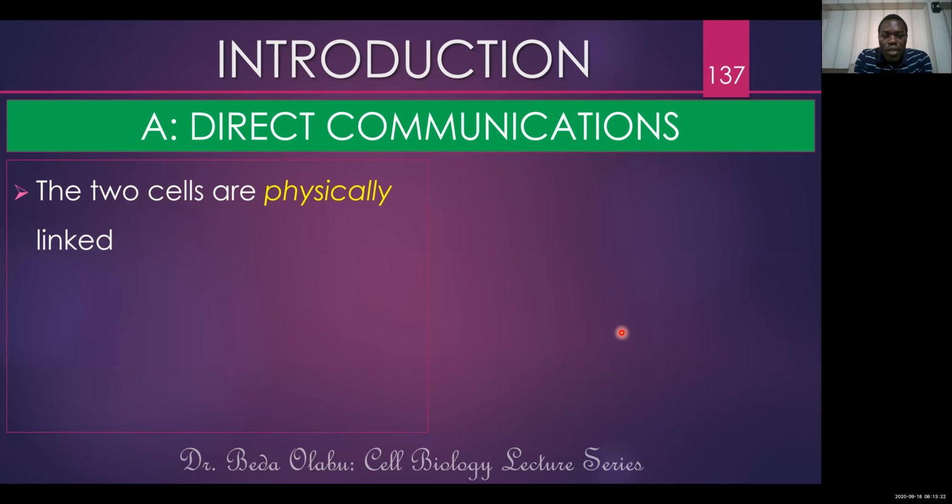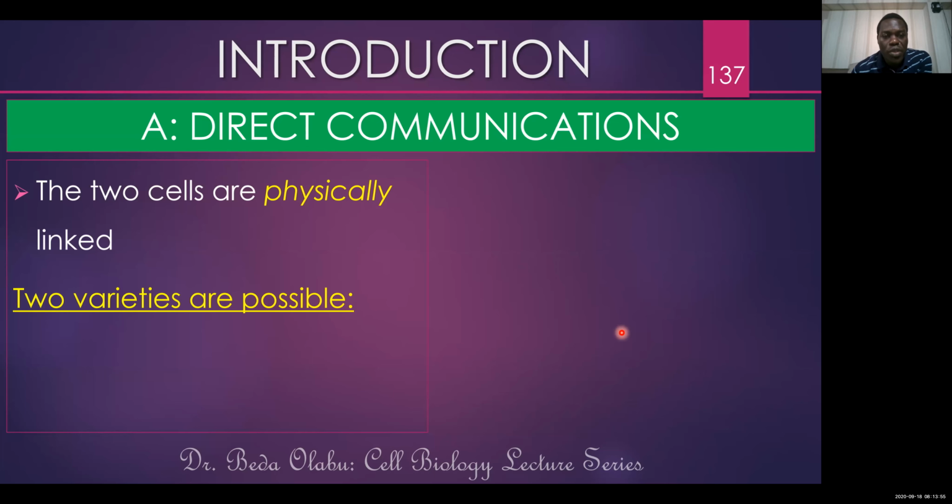So to begin with, when we talk of direct type of communication, this is what we call it when the two cells are physically in contact. So direct communications occur where the two cells are in physical contact. That therefore means that in the indirect type of communication, the two cells are not in contact.